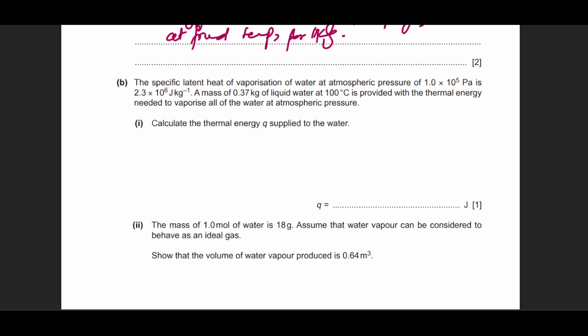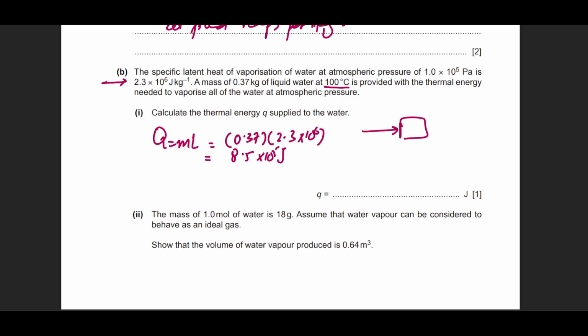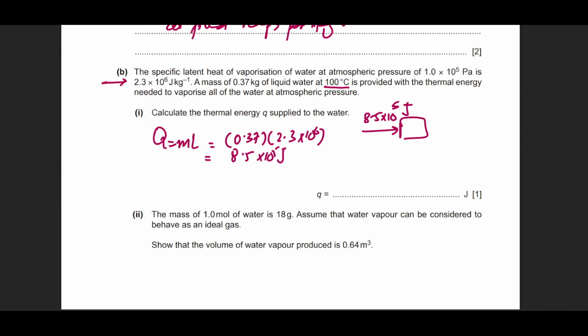All right, the specific latent heat of vaporization for water at atmospheric pressure is this. A mass is this, liquid water at 100 degrees. It's already at 100, so it's just about to boil. It's at boiling point, vaporized at atmospheric pressure. Calculate the thermal energy supplied. So very simple, Q = mL. Mass is 0.37, and L is 2.3 × 10^6 joules per kg. So this comes out as 8.5 × 10^5 joules. So you've invested in this system, you've given it 8.5 × 10^5 joules, not just to heat, but to change its state from liquid to gas.